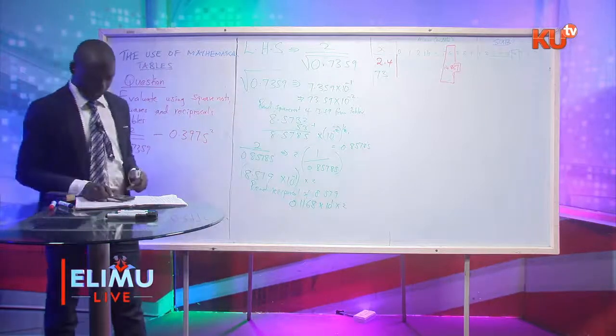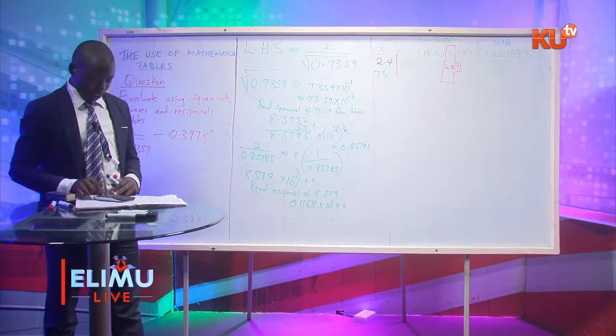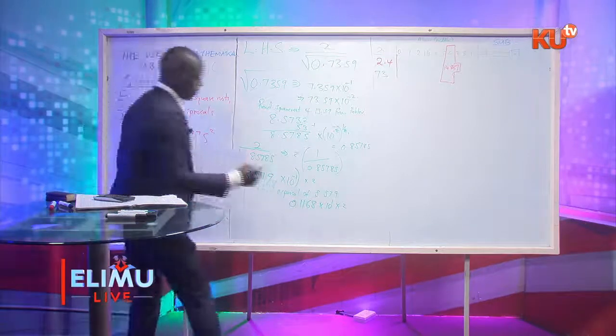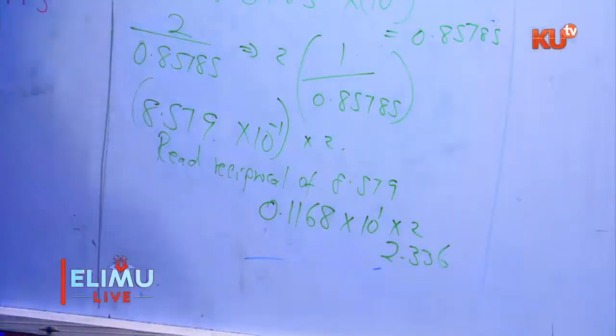So if you have your calculators with you, this will be 0.1168 times 10 times 2 to get 2.336. So we shall have worked out the left-hand side.